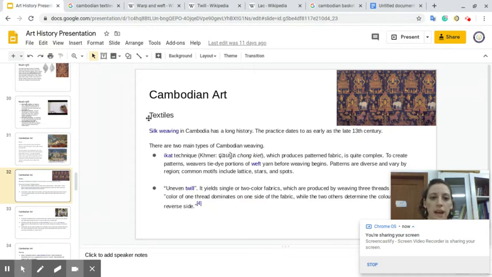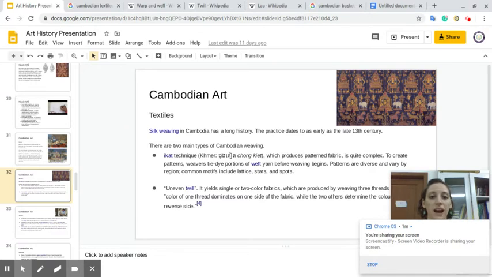So in textiles, we're going to be talking about silk weaving. So silk weaving has a long history in Cambodia. It's a practice that dates back as early as the 13th century. So there are two main types of Cambodian weaving.